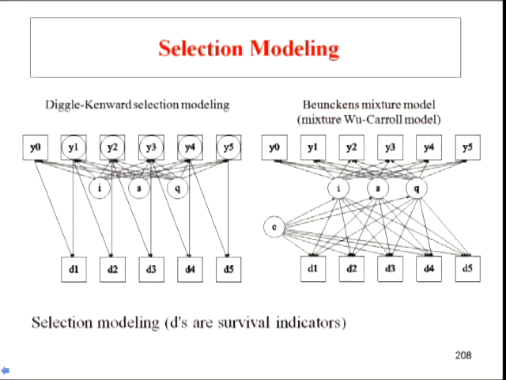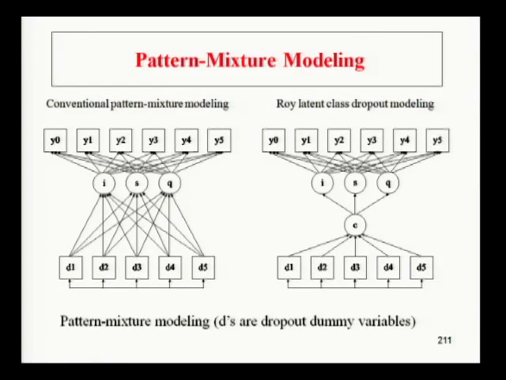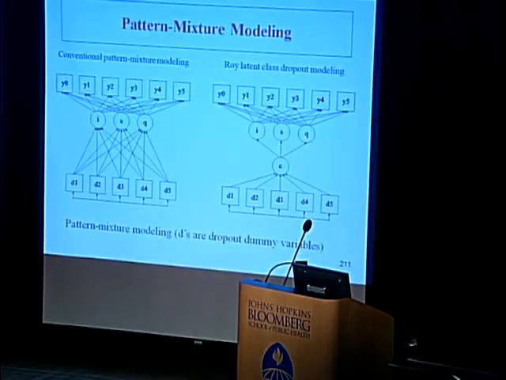And the D's have to do with dropout, but the D's are no longer survival scored. They're no longer 0, 1, missing, missing. They are regular dummy variables. They are 1 if you dropped out here and 0 elsewhere. 1 if you dropped out there and 0 elsewhere. Standard dummy variables.